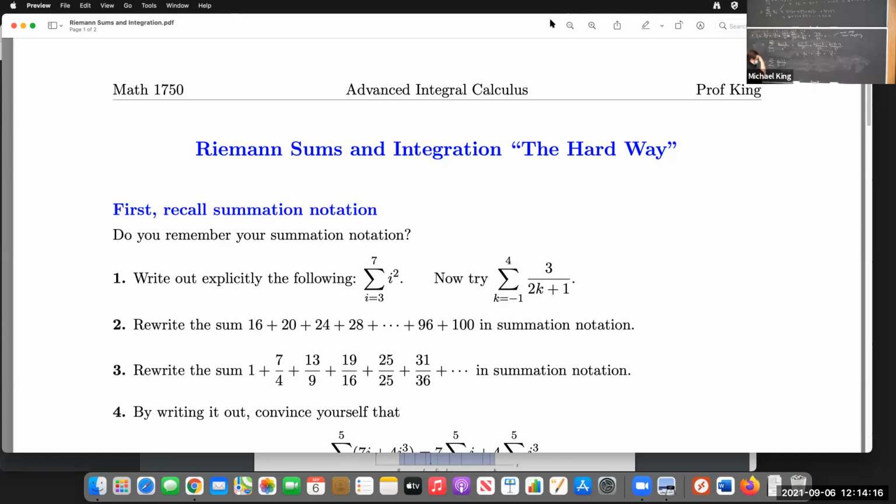Okay, good. All right, so I'm convinced we know summation notation. Okay. Excellent. Any questions about anything so far? Just please jump in.